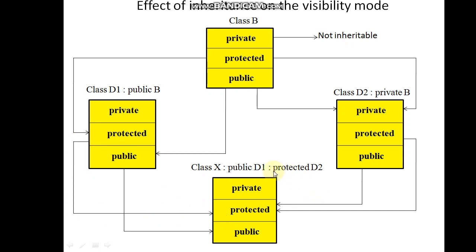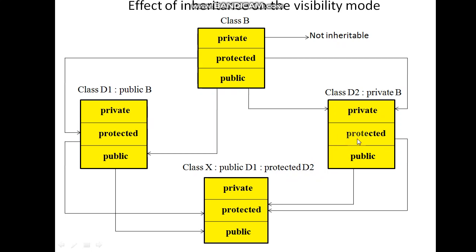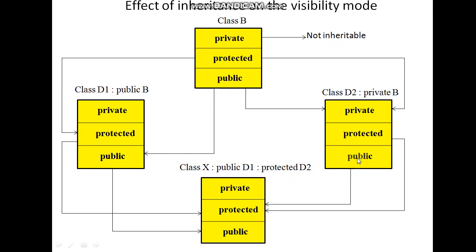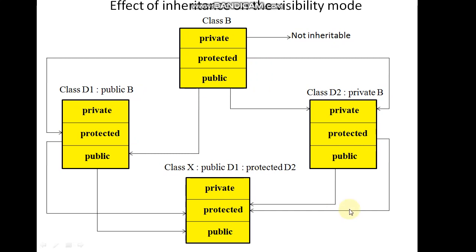Now, the third type of derivation is protected. Protected members as well as public members from the base class will become protected members in the derived class. So this is the third type of derivation.